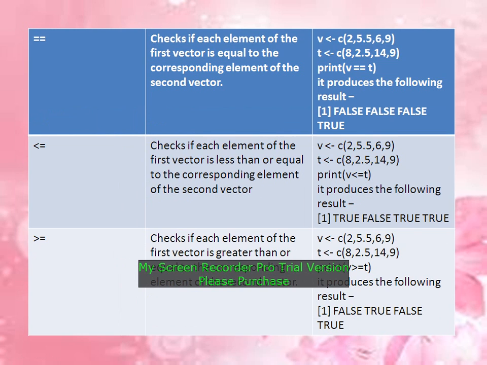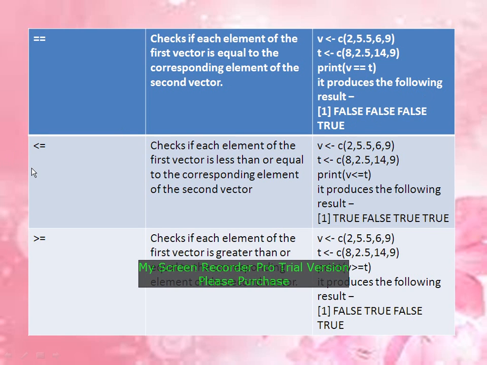Next, double equal to, this is the equal to operator. The assignment operator is the arrow or single equal to here. Double equal to is the equal to operator. It checks if each element of the first vector is equal to the corresponding element of the second vector. So checking the same two vectors, the result for 9 equal to 9 is true and all remaining values are false.